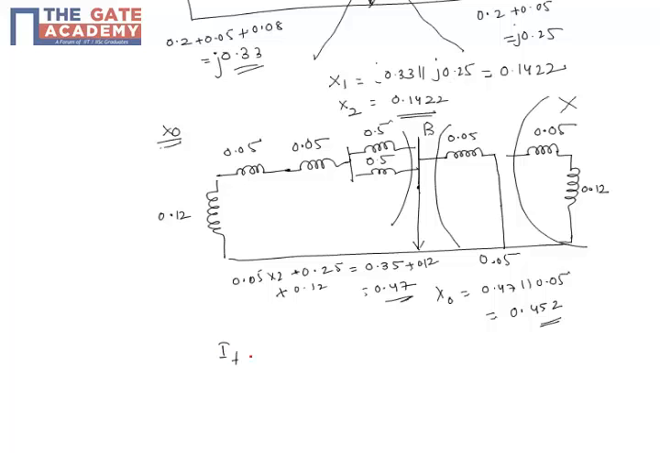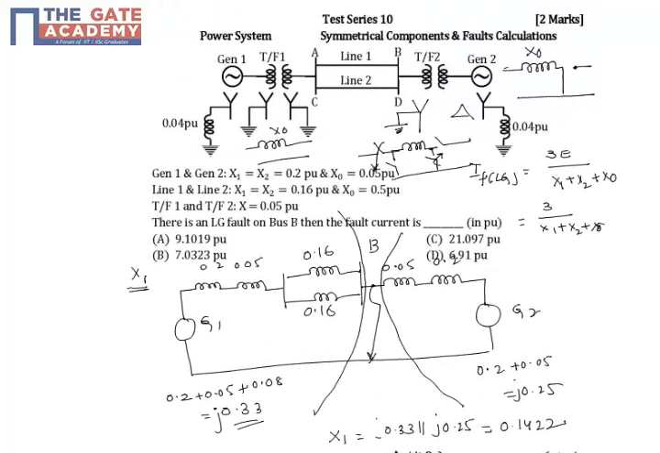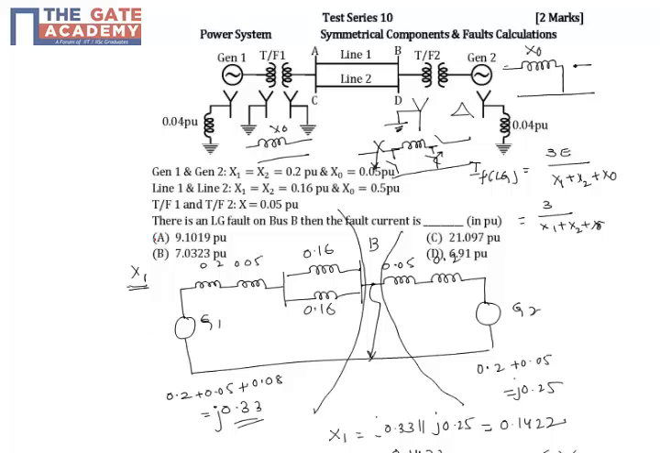Now the fault current is equal to 3 by x1, which is 0.1422, plus 0.1422, plus 0.0452. Sorry, I said 0.45 earlier, but this is 0.0452. If you simplify this, you will get 9.1019. So we'll see the options. Here option E is the correct answer.